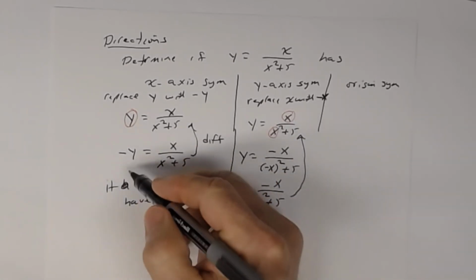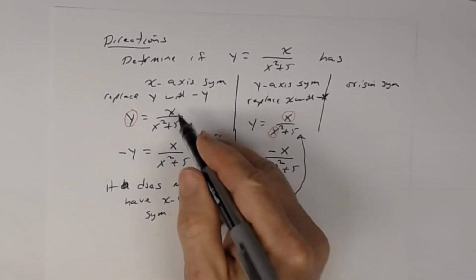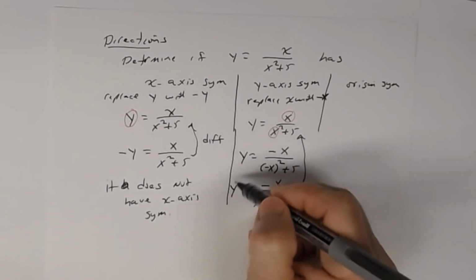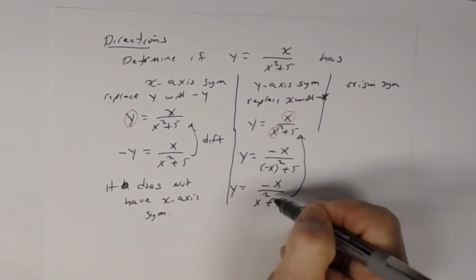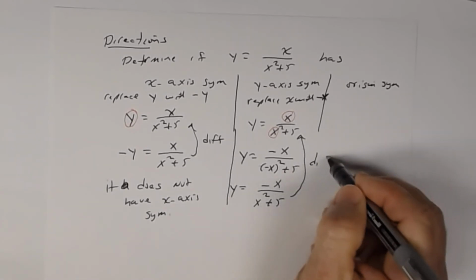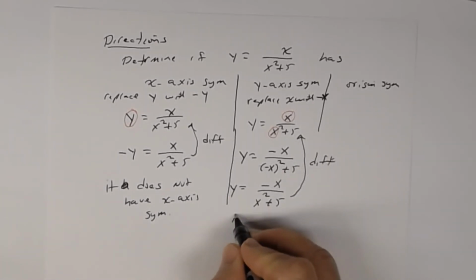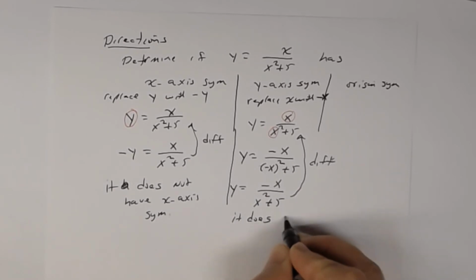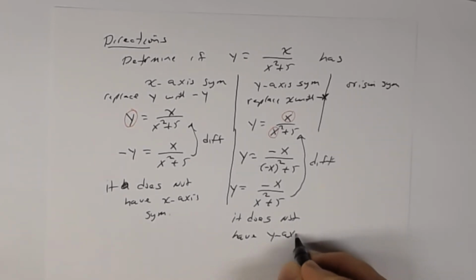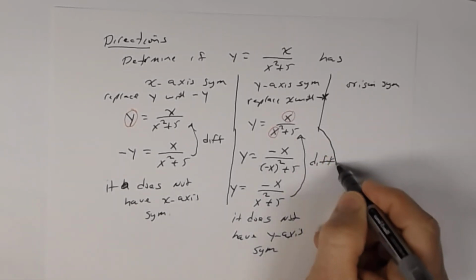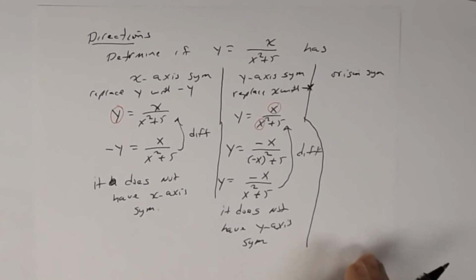But then that takes us back to this. One side was opposite, the other side was the same. One side's the same, the other side are opposites. So they're different. So it does not have Y-axis symmetry. Okay? So let's do the origin. Let's talk about that then.